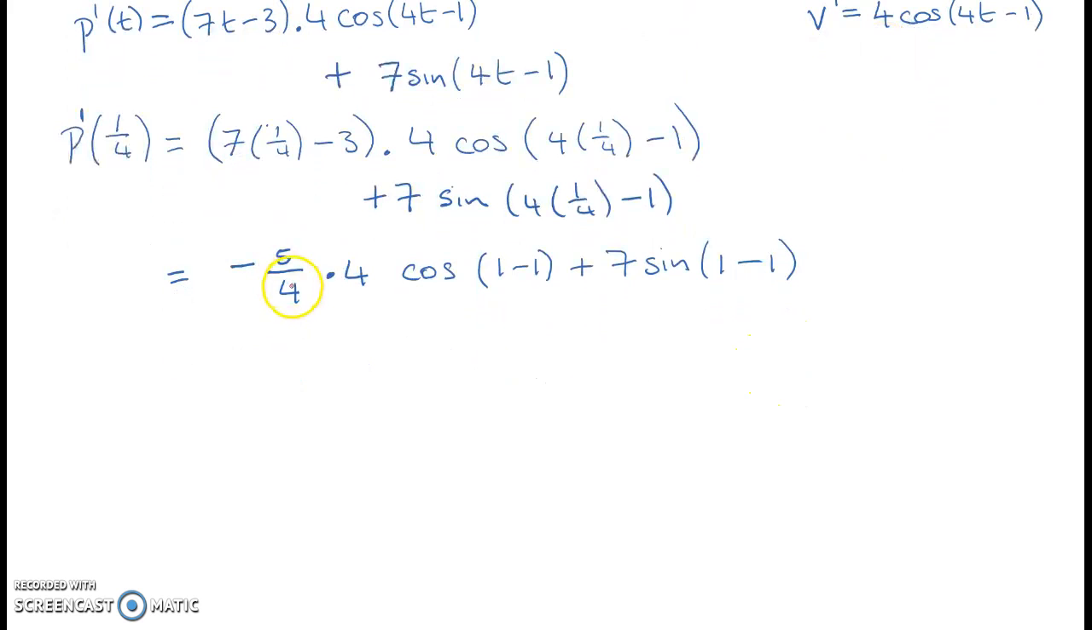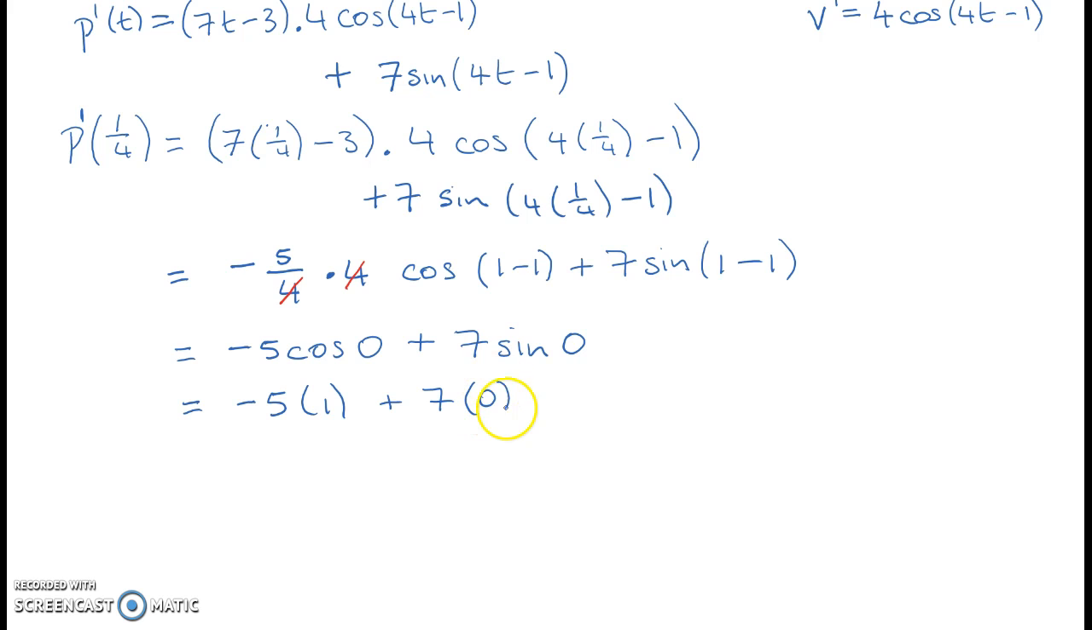This one starts to break down now because the 4s will cancel. So you end up with negative 5 times the cosine of 0 plus 7 times the sine of 0. Well, the cosine of 0 is 1, so it's negative 5 times 1, plus 7 times the sine of 0, which is 0. So it's just going to be negative 5. So p prime of 1/4 is equal to negative 5. Okay, and there's that problem.